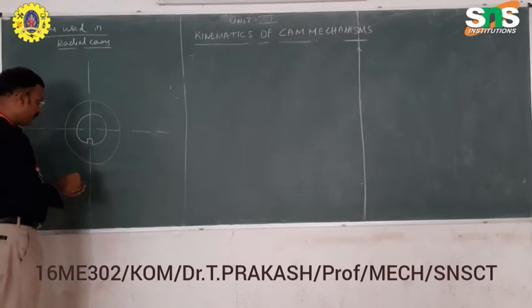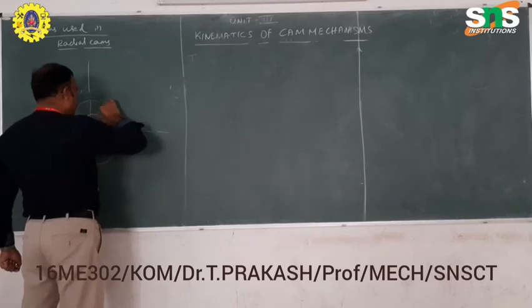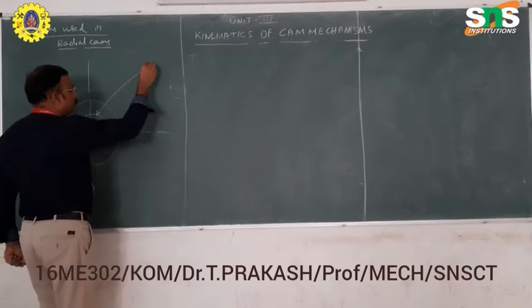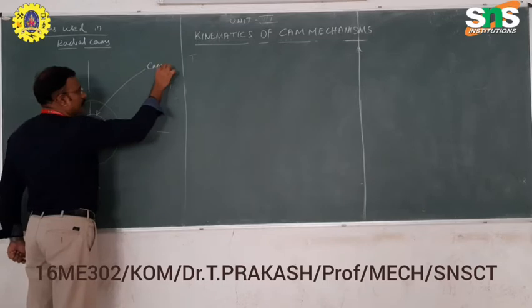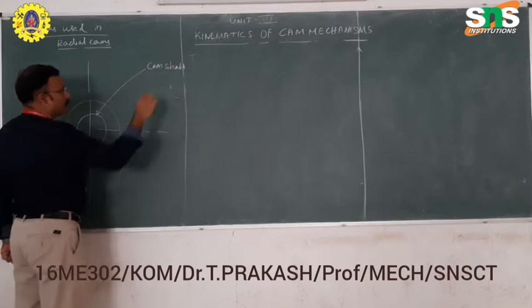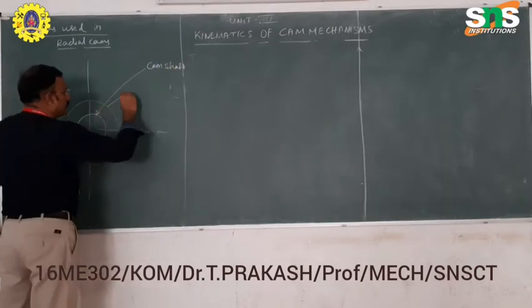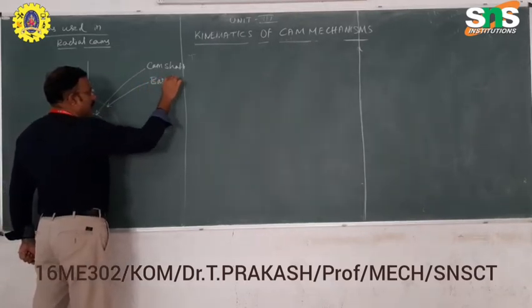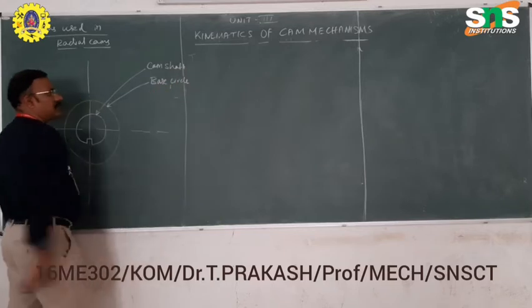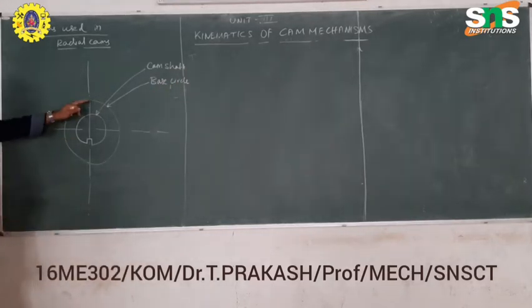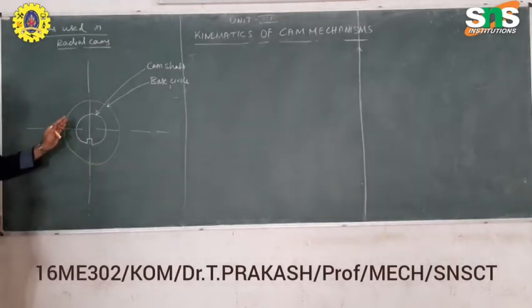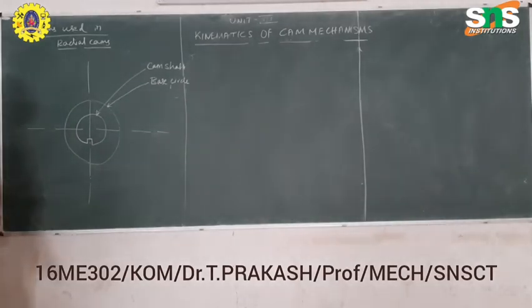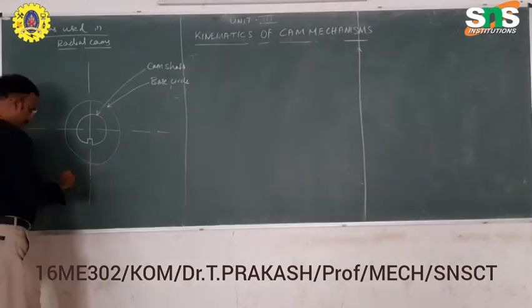It is our base circle here. We can mark here, this is the cam shaft. What is the meaning of a base circle? The base circle is the base of any cam profile. It is where the profile starts and ends in the base circle. It is the basic circle where the cam profile lies. The shape of the cam profile lies here.